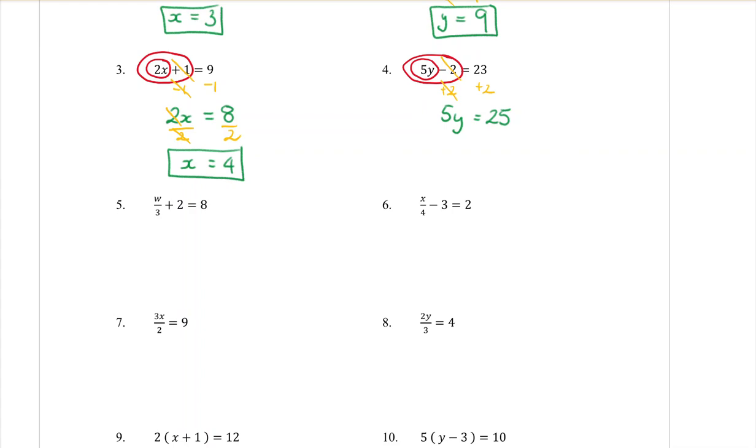The second step is to get rid of this 5. Because it's timesed, I need to divide by 5 to both sides. Cross off those 5's, y is now by itself. 25 divided by 5 is 5.